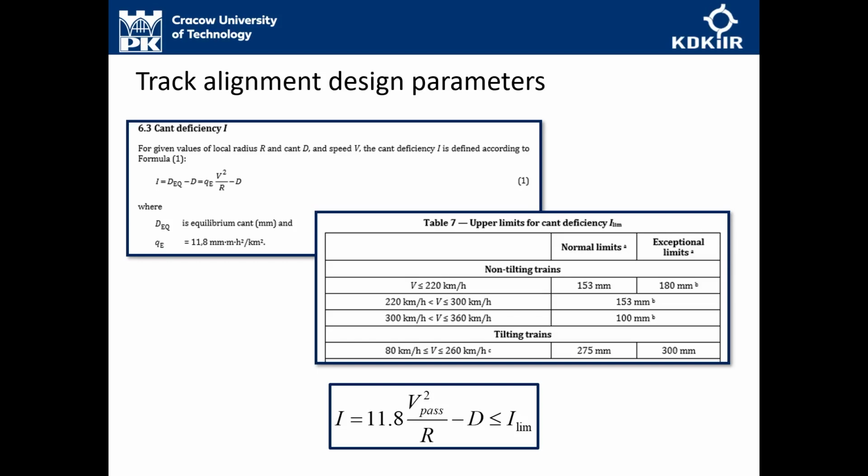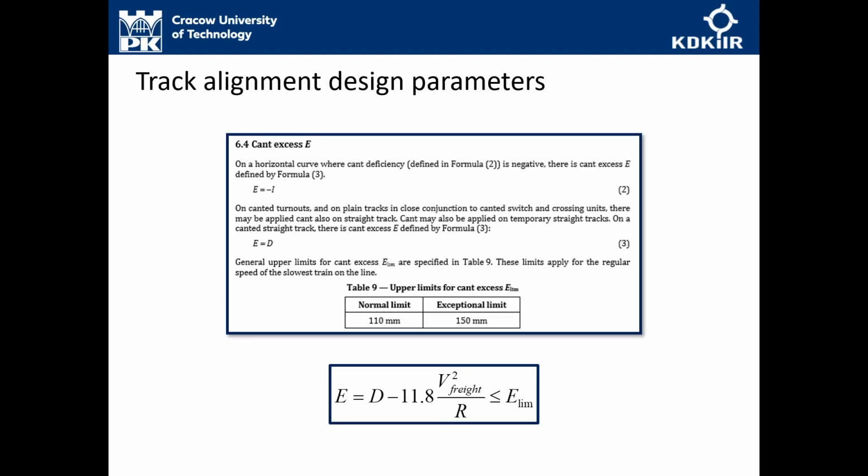And now we have to refer to the upper values of the cant deficiency. In our case, because you will have a design speed of less than 200 kilometers per hour, the limit is 153 millimeters. So now, in short, for the set of parameters of speed, radius, and slope, cant, you check the choice of cant deficiency and you compare it to the maximum value, the normal limit. If the value of calculated cant deficiency is within the range, you can assume that the radius of your curve and the cant have been designed correctly.